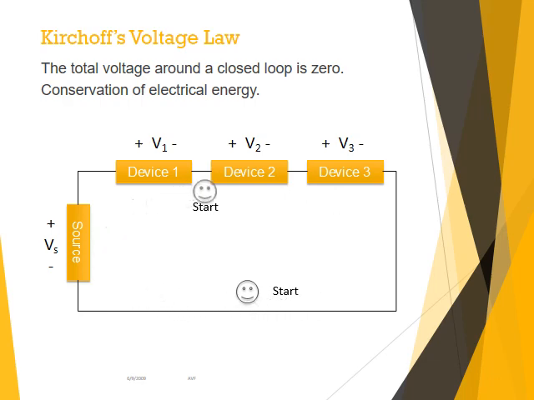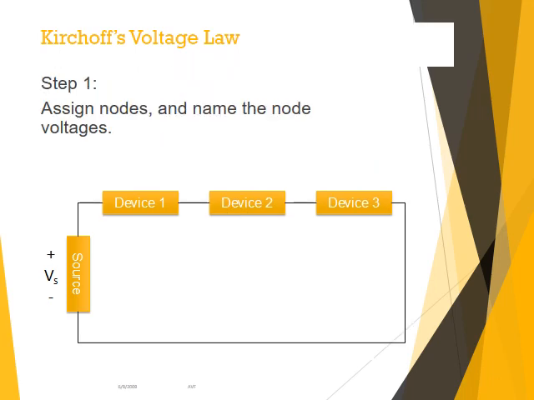In addition, as you go around the loop, you need to make sure that you record all of the voltage drops and rises that you come up against along the way. So the final equation for this particular setup is Vs minus V1 minus V2 minus V3 is equal to 0. But what we really need to discuss now is how I actually came to this equation.